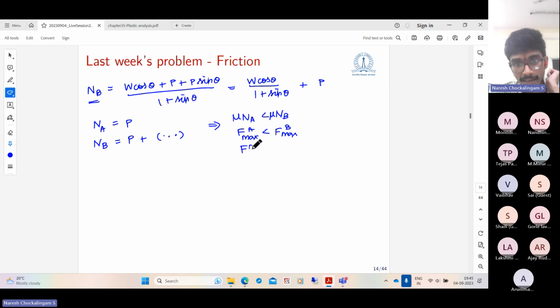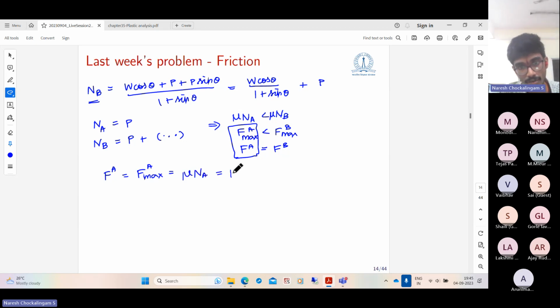But F at A, we already found by moment equilibrium, should be exactly equal to F at B. So the first slipping will happen at A because here the condition is exceeded first. So this is the smaller value, so first slipping will occur here. So what should we do? We have to use the equation where the friction force at A starts. When slipping starts at A, the friction force reaches its maximum value. And what is that? It is mu times NA.